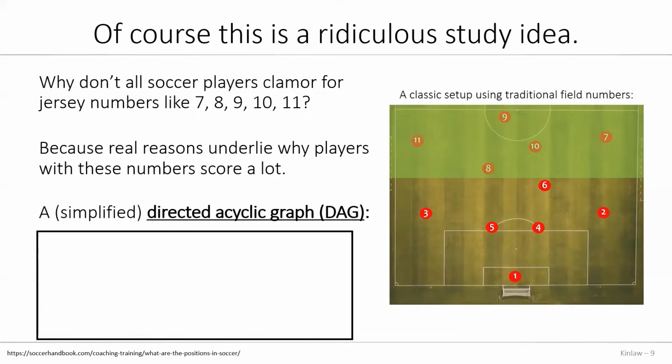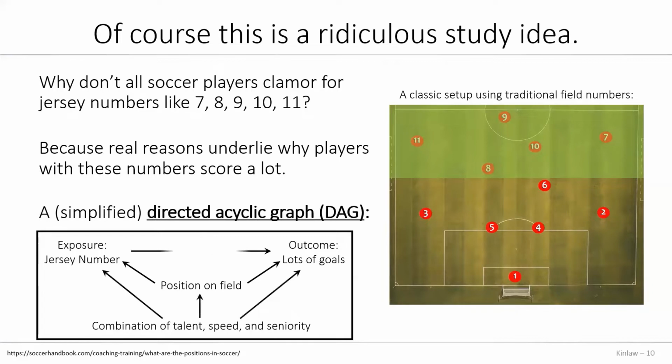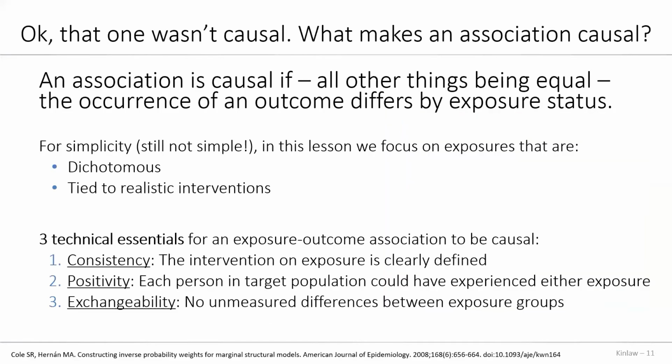What they do is help us formalize the associations between variables that are important to our study question. If we're interested in whether or not jersey number causes goal scoring, we can factor in two big issues. First, that traditionally numbers are associated with the position that someone plays on the field, as you can see on the right. Second, the combination of talent, speed, seniority, and poise that helps a coach choose what position to put a player in, and also impacts how good that player might be at scoring. When we think about those factors, they're the ones that are driving the association between jersey number and the number of goals scored.